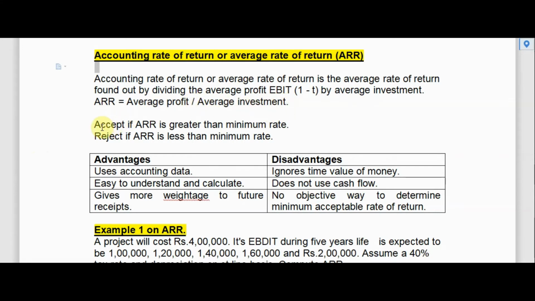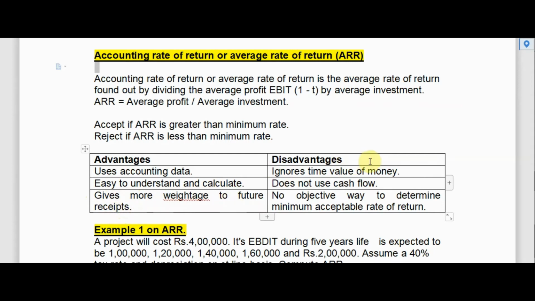What is the acceptance criteria? We accept if ARR is greater than the minimum rate. We reject if ARR is less than the minimum rate. What are the advantages? It uses accounting data. It is easy to understand and calculate. It gives more weightage to future receipts.